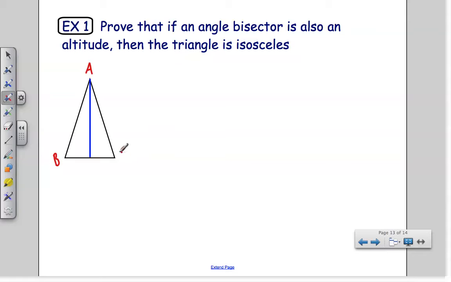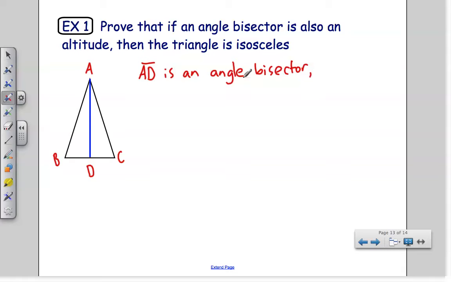And I'm going to do a paragraph proof, but I'm going to do it a little less formal. I'm not going to do every statement and reason, but I will explain myself here. Oh, I better put point D here so I can talk about this segment. Okay. So I'm starting out with this blue segment being an angle bisector and an altitude.